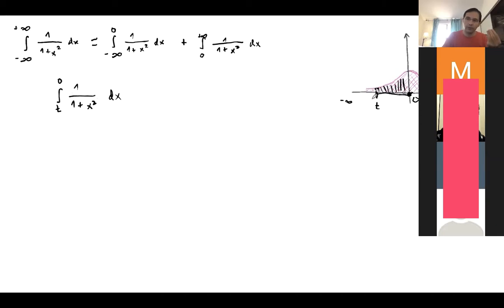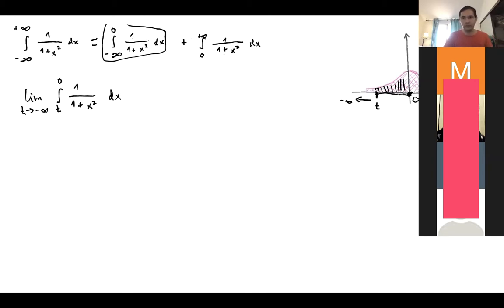But what I want to do is go with this point t all the way to negative infinity. So I'll compute the limit of this when t goes to negative infinity. And that's exactly the first integral. Now let's do the other one, and we'll do it in exactly the same way.